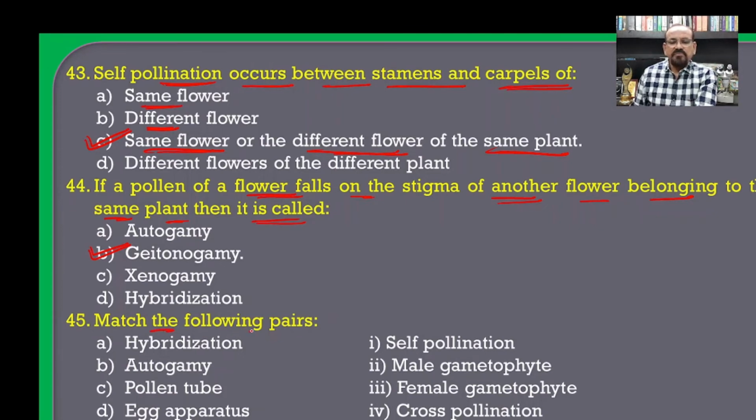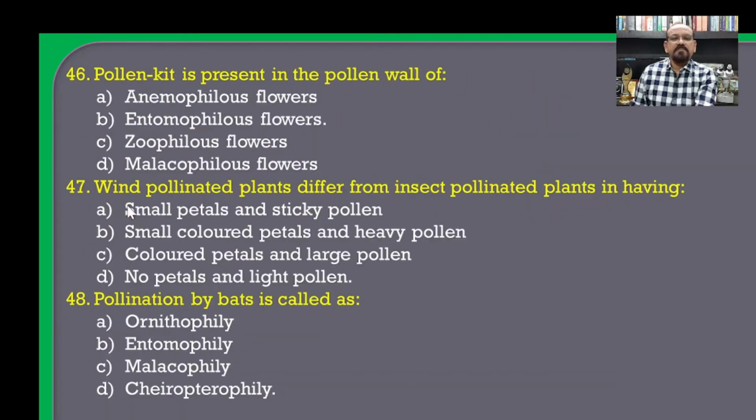Then match the following pairs. If you see, hybridization is a type of cross-pollination. Then autogamy is a type of self-pollination. Then the pollen tube is a part of the male gametophyte, while the egg apparatus is a part of the female gametophyte, and in this way we can match the pairs correctly.